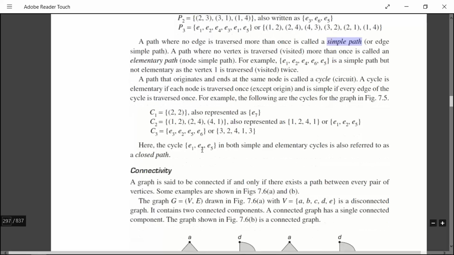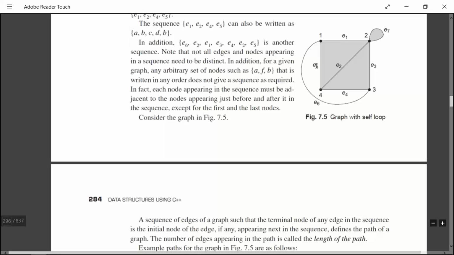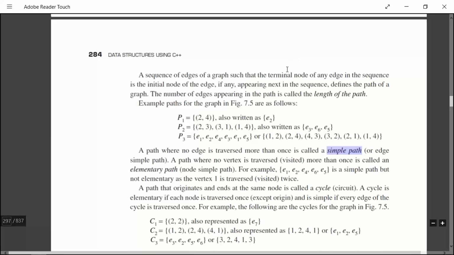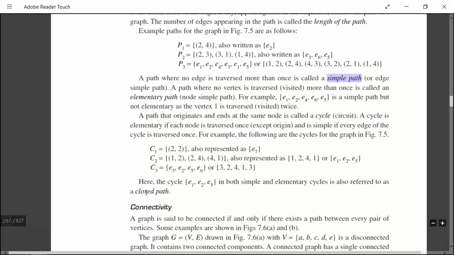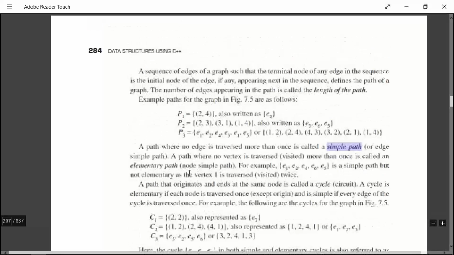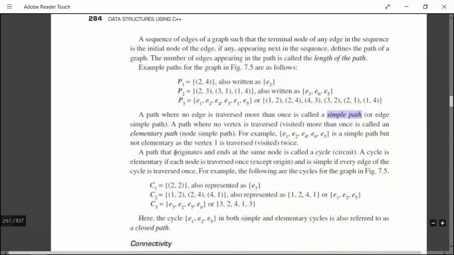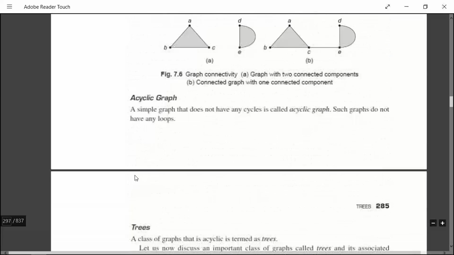So see here, the cycle E1, E2, E5 is both simple and elementary and is also referred to as a closed path. It is elementary. The origin is registered only once, and the edges are traversed only once. So except origin, that is the reason it is called so. It is both simple and elementary, and it is a closed path. So this is about your paths and circuits. Cycle or circuit are one and the same. If you understand this cycle, then we can move on to what a tree is.